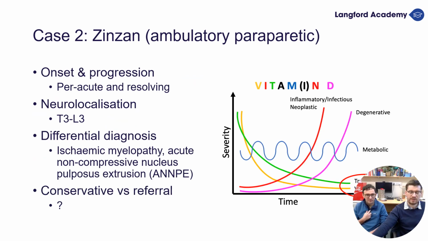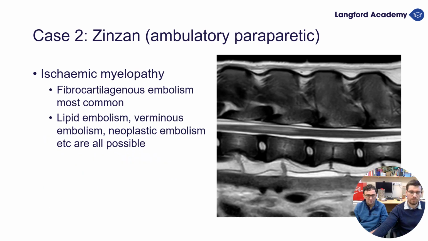Just to summarise this case again, we've got a peracute onset and resolving history, so he would fit into one of these two here, which would be traumatic or vascular. He localizes to T3-L3, and our top differentials for this dog are going to be an ischemic myelopathy, which includes things like fibrocartilaginous embolisms, or an acute non-compressive nucleus pulposus extrusion. So the question that we've got now is, do we need to refer him or can we manage him conservatively?